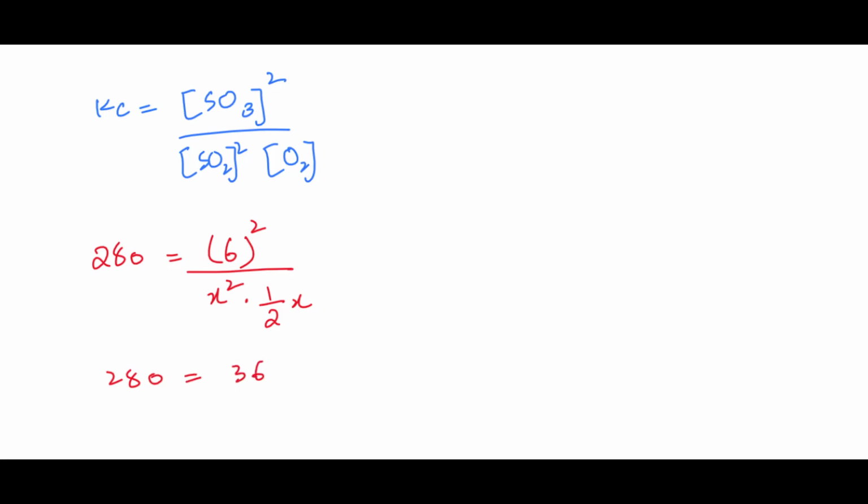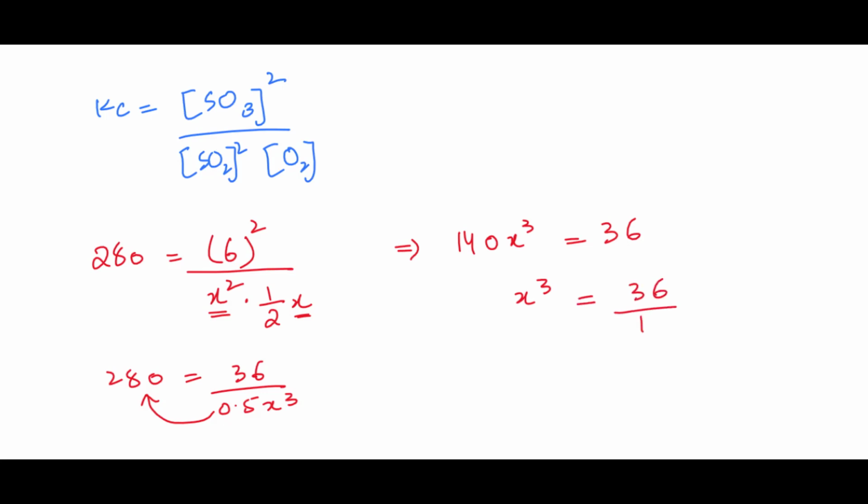So this becomes 280 equals 36 upon 0.5x cube, x squared into x. This becomes x cube. 1/2 is 0.5, and then this 0.5 will be multiplied with 280. So this becomes 280 into 0.5, which is 140. x cube is equals to 36, or x cube is equals to 36 upon 140.